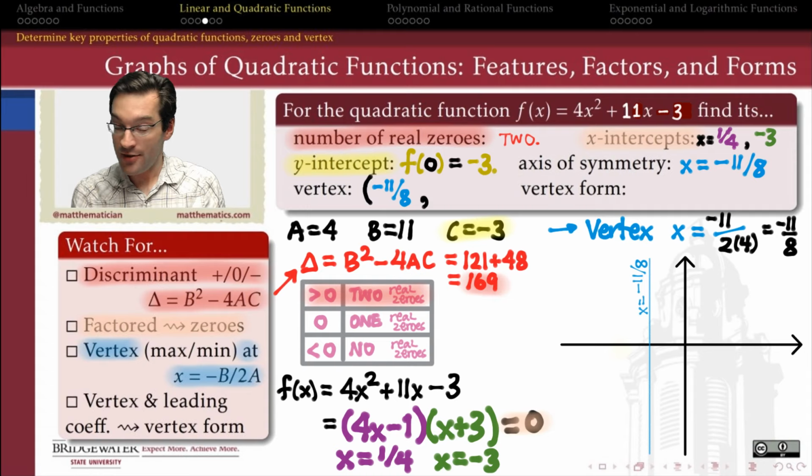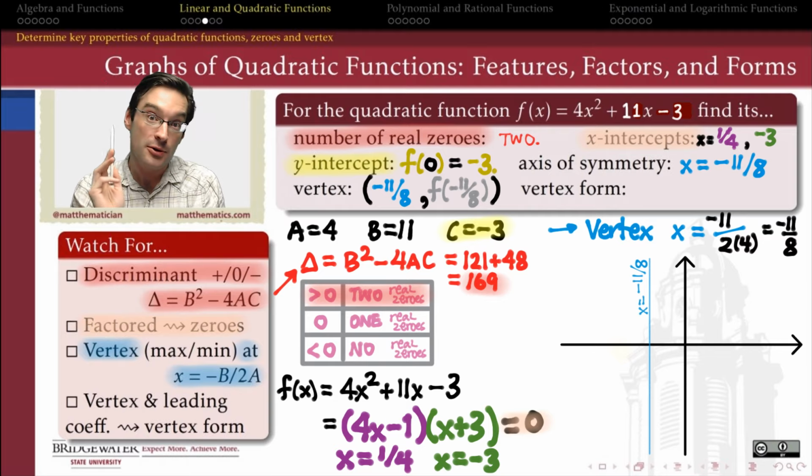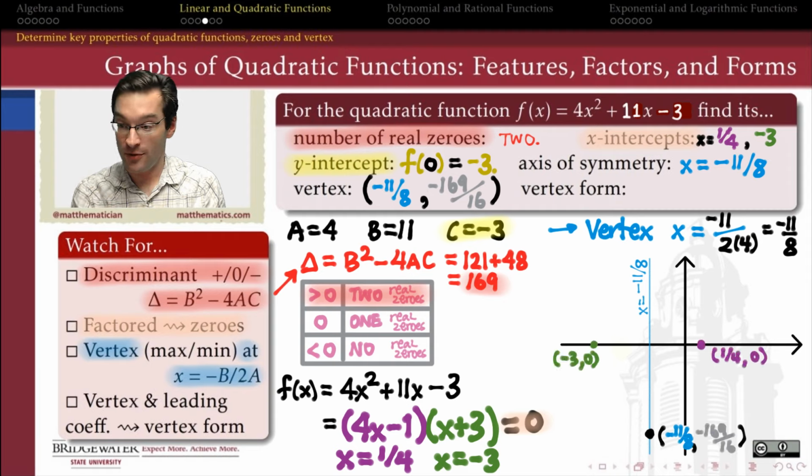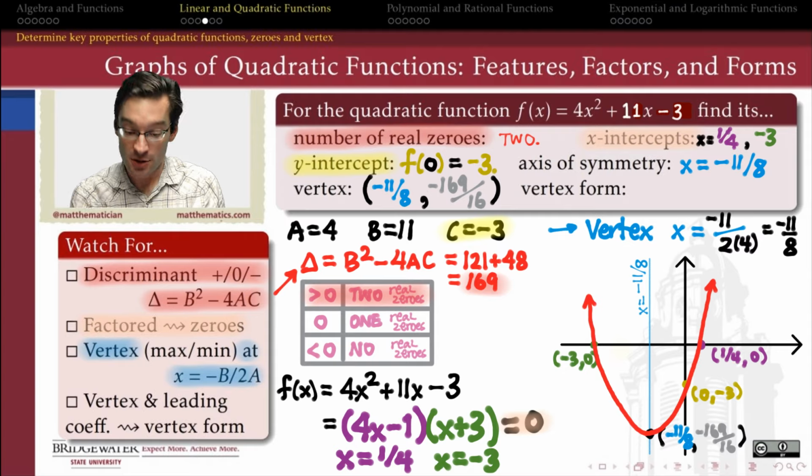That vertical line is also the axis of symmetry for my parabola. Then the vertex is going to have x value negative 11/8 and y value equal to f of negative 11/8, which if I plug that in, I get negative 169 over 16. That gives me the coordinates of my vertex. Taken together with my x and y intercepts, I now have a complete picture of what the graph of this parabola looks like.